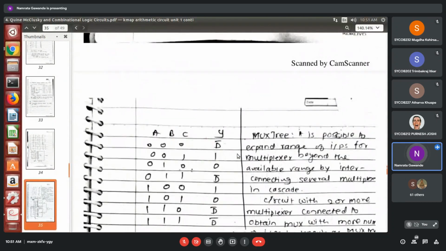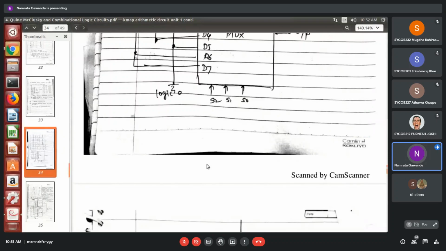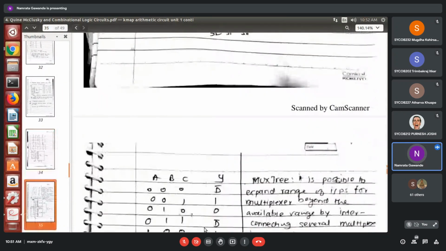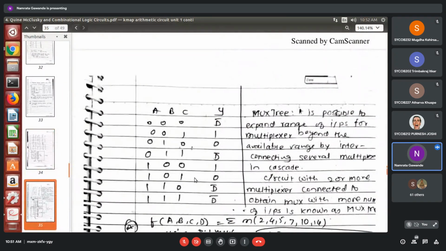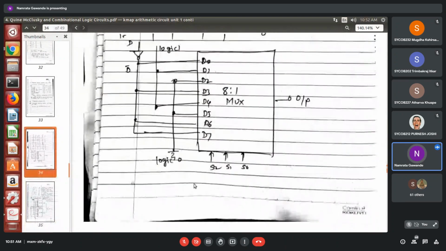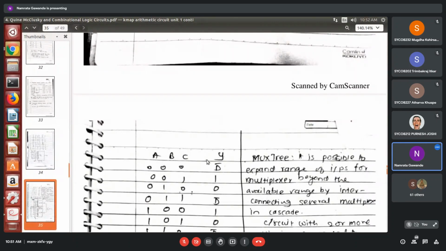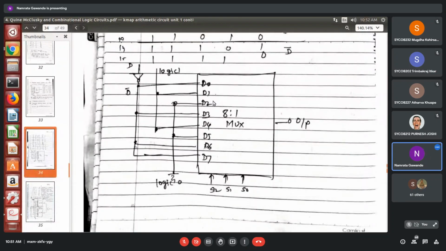Once you understand the previous concept, the simple 8:1 mux realization of a Boolean expression, you will understand this easily once you get this truth table. The only difference here is that an additional D input is taken, and that is connected to the data input as D bar.